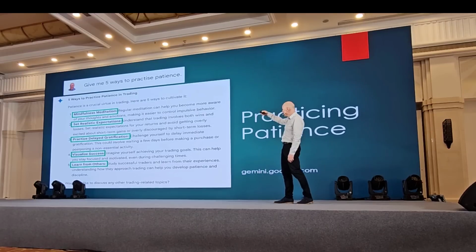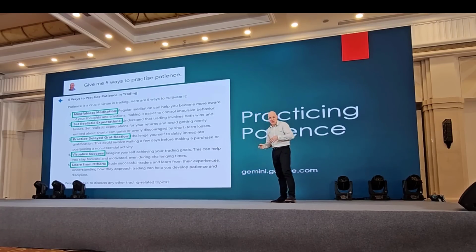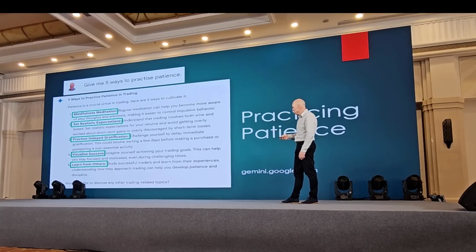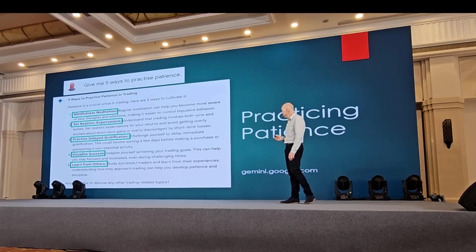And then here we go. So it's giving us some ideas about using mindfulness, setting expectations, practicing gratification, visualizing success, learning from others, and so on. So this is great. So if you're looking for practical things that you can do, and then once again you can iterate on one or other of these and get it to give you some more advice. And this is Gemini, which is Google's model that we're using here.